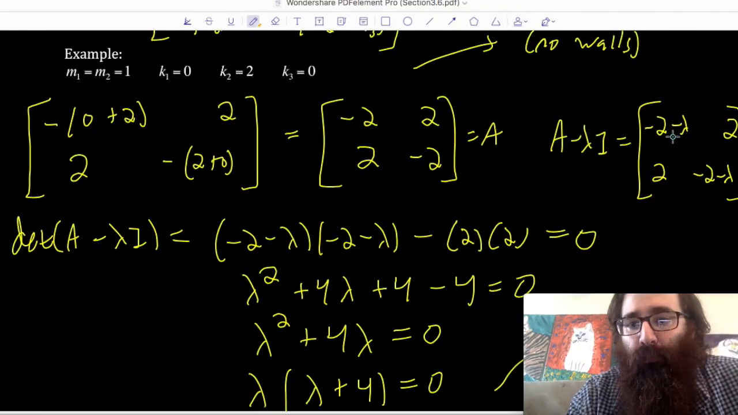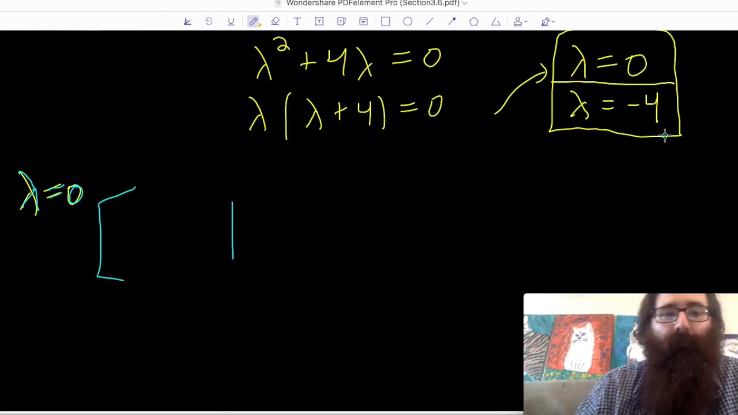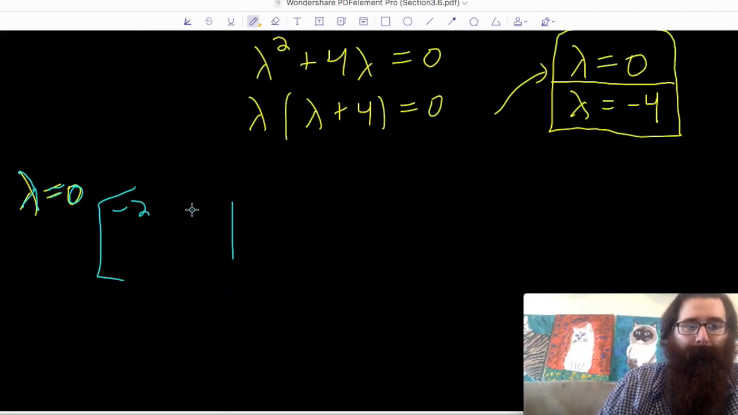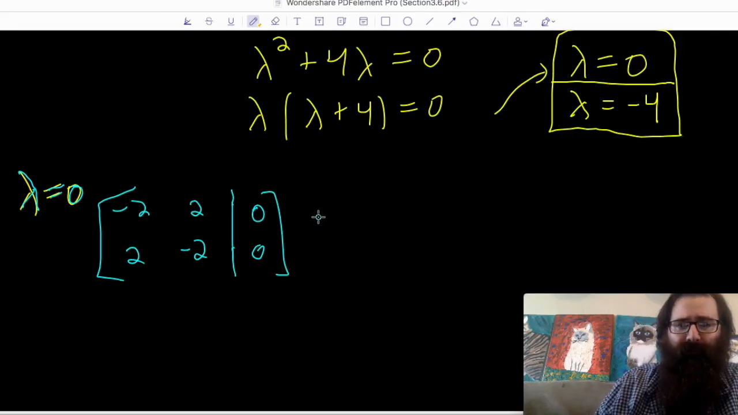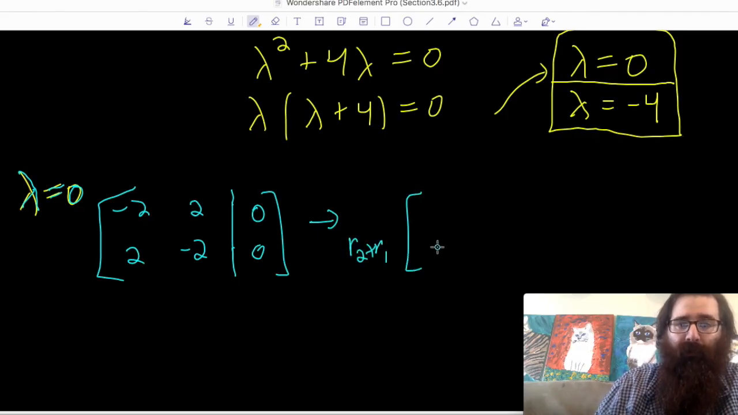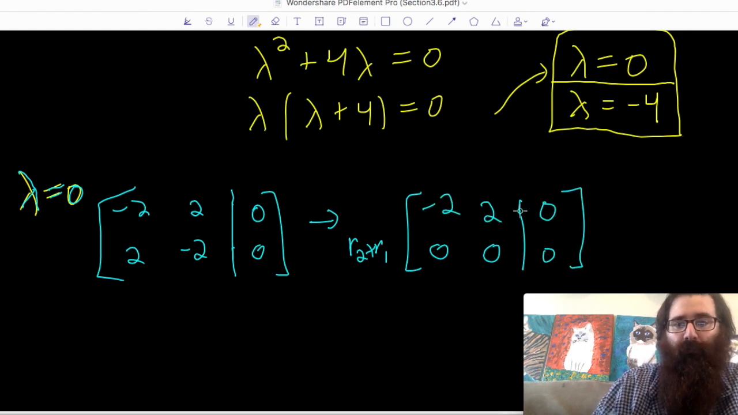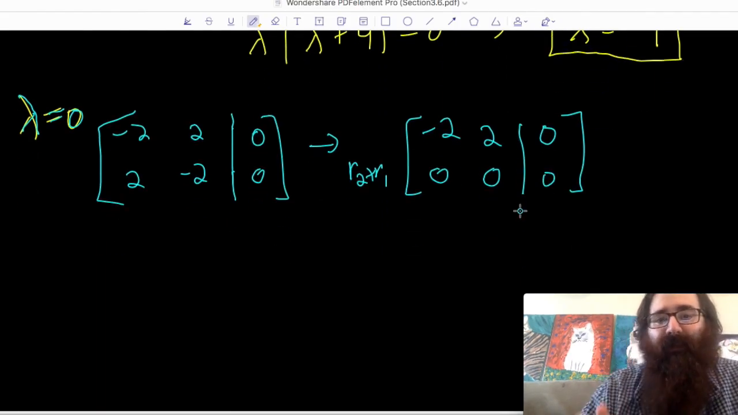If lambda is 0, then subtracting lambda has no effect, right? So I just get negative 2, 2, and then 2 minus 2, and then augmented with the 0 vector. And I want to try to reduce this. Notice that these rows are dependent. I can replace row 2 with row 2 plus row 1. This gives me a row of all zeros at the bottom. I have this negative 2, 2 augmented with 0. And from this, I can build an equation.